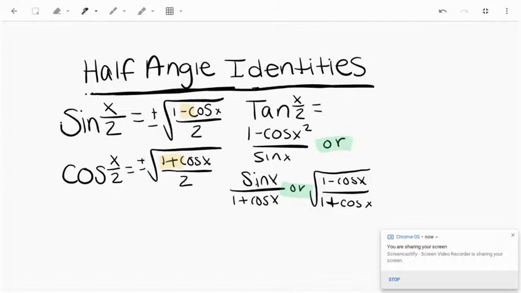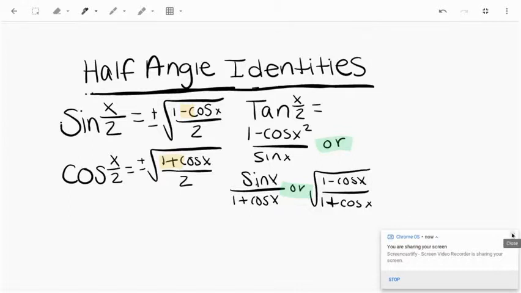So, the cosine function is cosine of x over 2 equals plus or minus the square root of (1 plus cosine x) over 2. The formula for the tangent function is tan of x over 2 equals (1 minus cosine x) over sine x, or sine x over (1 plus cosine x). Or you could use the third option, (1 minus cosine x) over (1 plus cosine x).